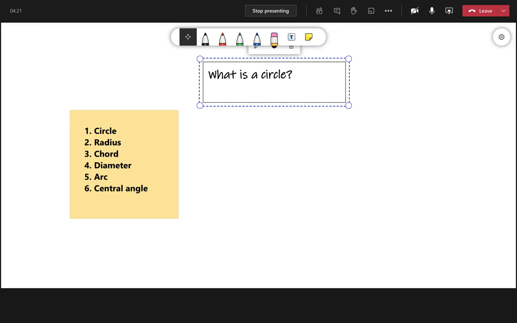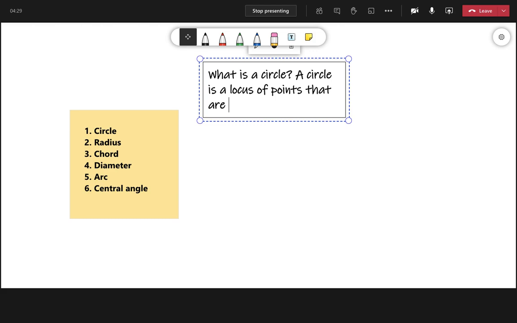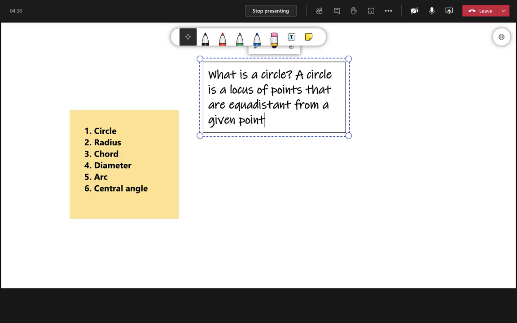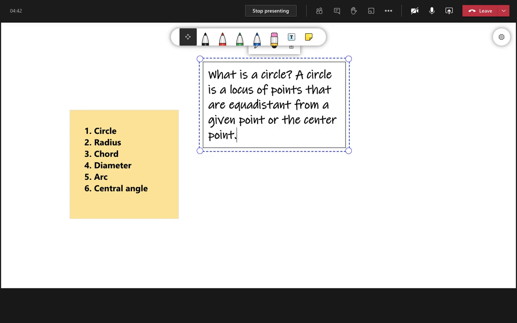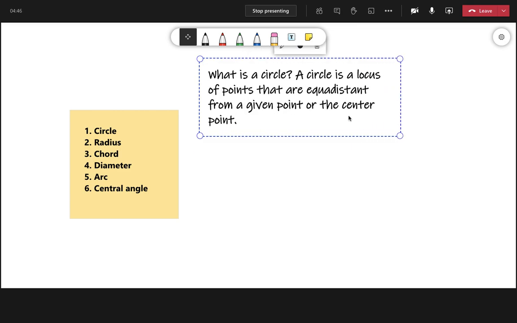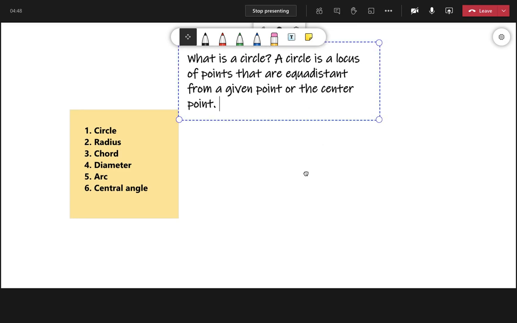Well, by definition, a circle is a locus or bunch of points that are equidistant from a given point, or the center point. So it's a bunch of points that are the same distance from the center.